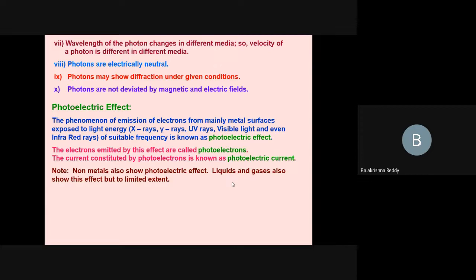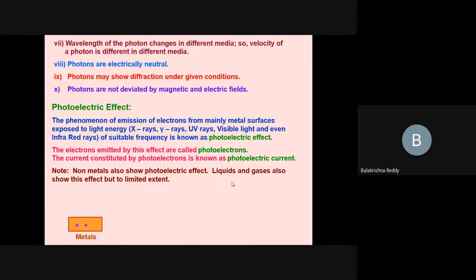Now, non-metals also show some photoelectric effect. Liquids and gases also show this effect, but not like metals. It is possible only to a limited extent.